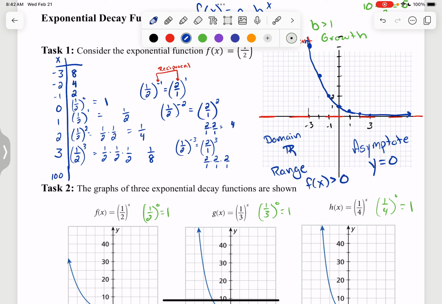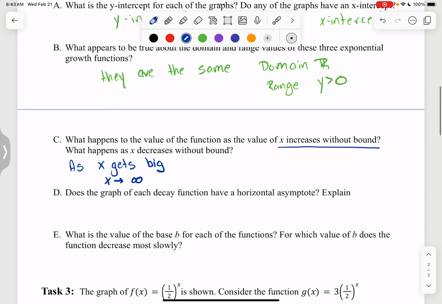I'm going to get really, really small numbers. It's going to get me really, really small fractions because I'll have 1 over 2 to the 100th. I'm multiplying 2 100 times, and 1 100 times, it's going to give me 1 over 2 to the 100th, which is going to be a very, very small number. But it's not going to ever go negative, but it's going to get really close to 0. So as x gets big, the function value gets close to 0.